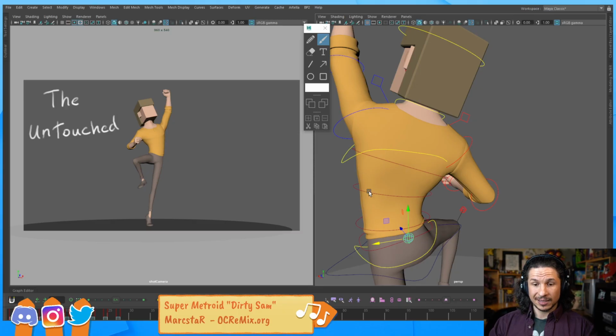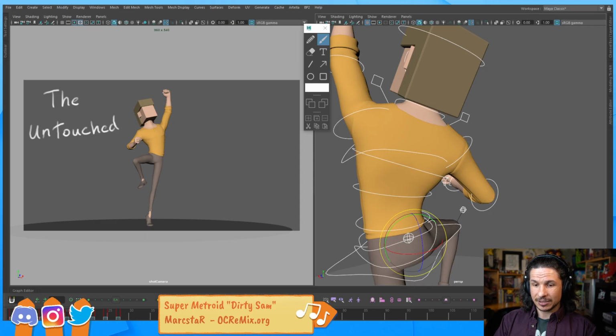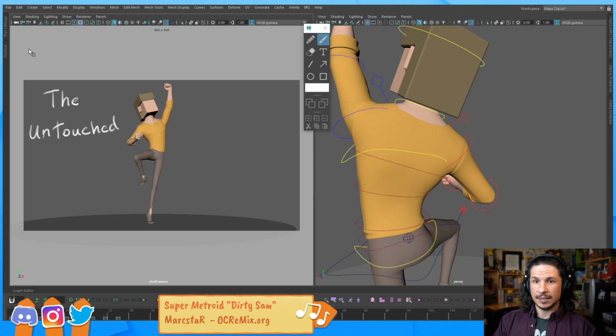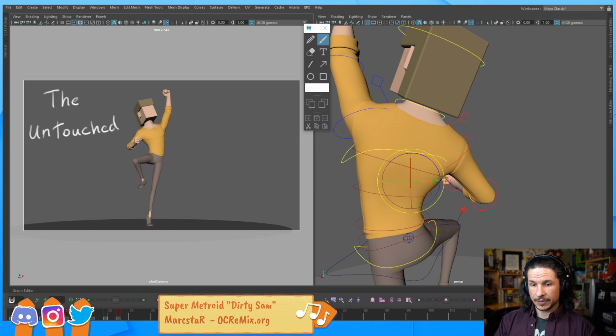Well, honestly, all we need to do is make sure we key it. That's really it. So let me actually set a key here. Okay, perfect. And I'm gonna key the camera as well. There we go. So with this, there we go. How do we fix it? Well, we just move it.